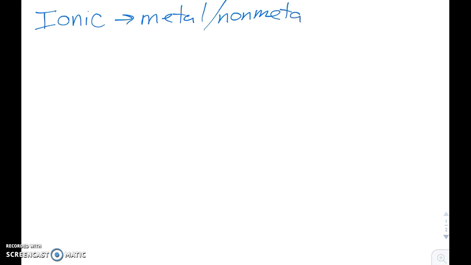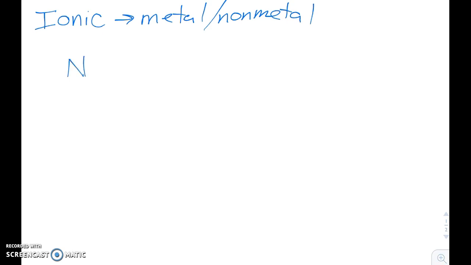Okay guys, just a quick mini lesson on naming and formula writing for ionic and covalent compounds. First of all, let's talk about ionic compounds. You need to know that an ionic compound is between a metal and a non-metal. So before you even think about writing a name or a formula, you need to look and make sure that there is a metal to know that you're doing it this way with ionic.